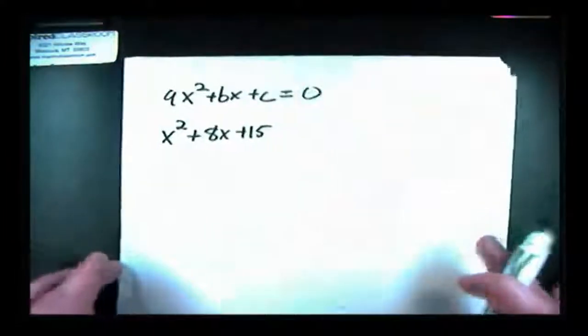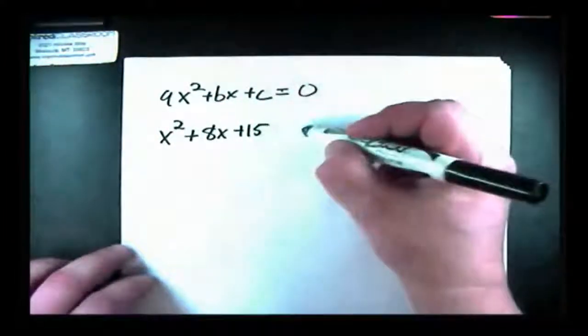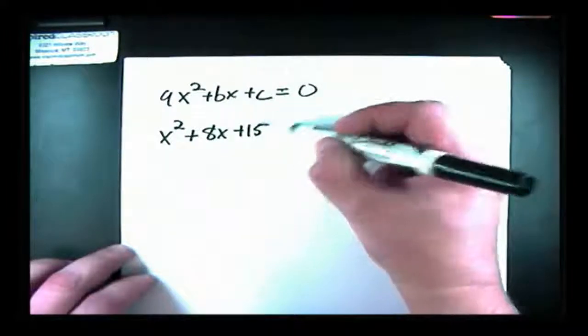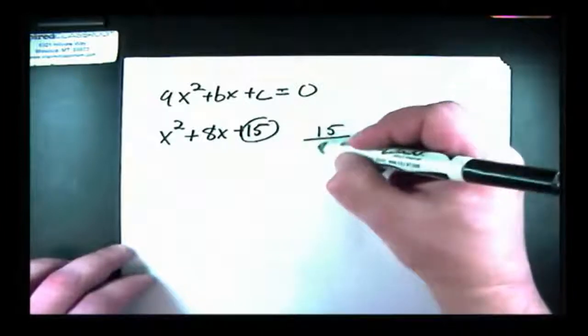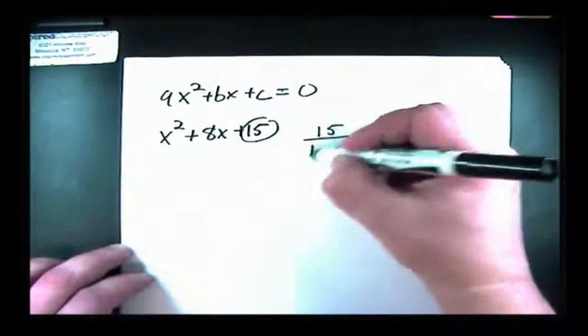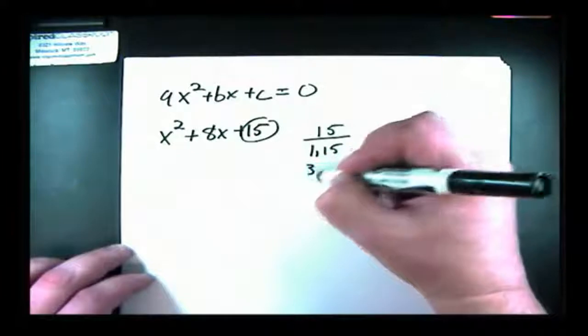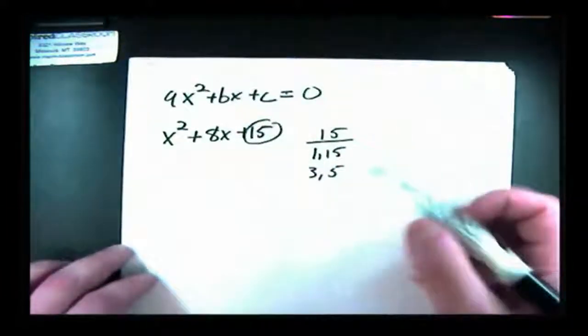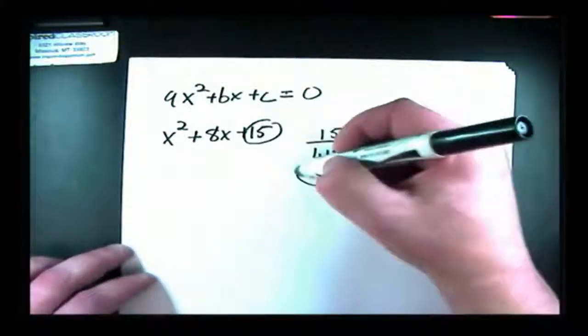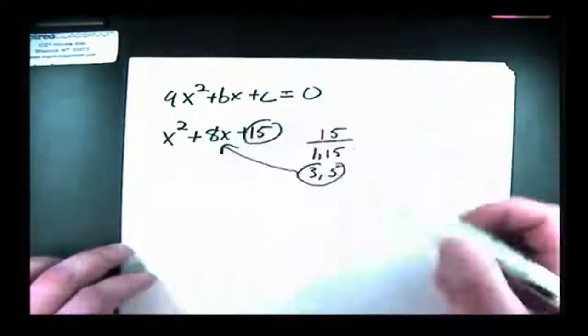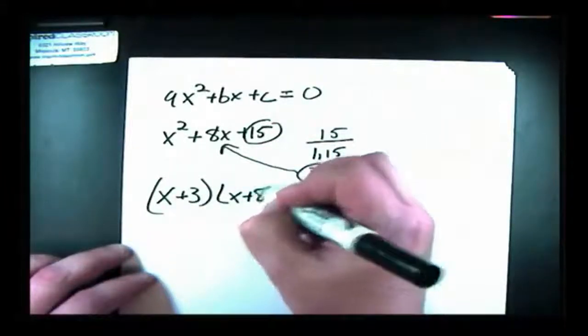And I showed you to factor this. I showed you that we needed to take the last term, 15, and find its factors. 1 and 15, 3 and 5. And of course, we needed to look through our factors and find the one that added to our middle term. So if you'll see, notice there that 3 and 5 equals 8. So we have x plus 3 and x plus 5 in our factored form.